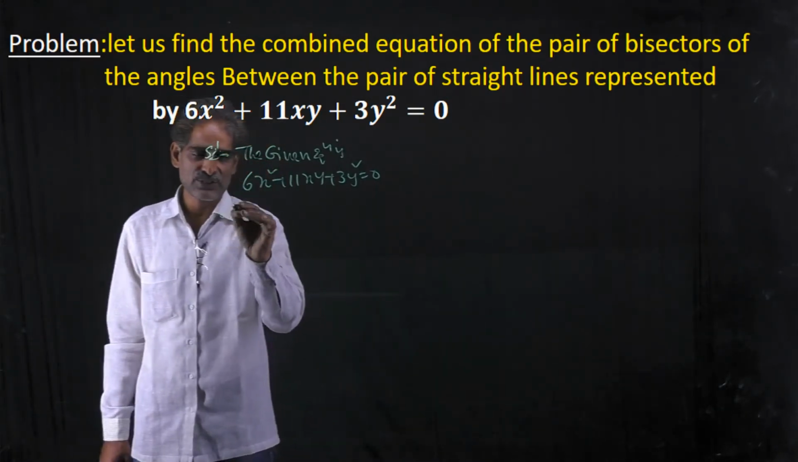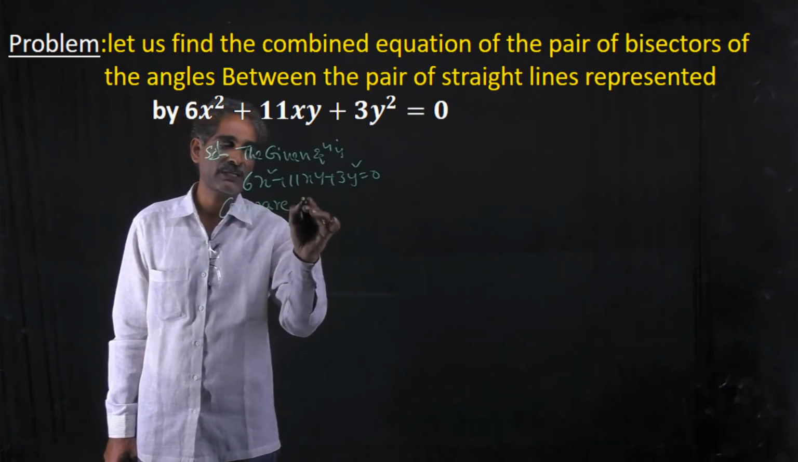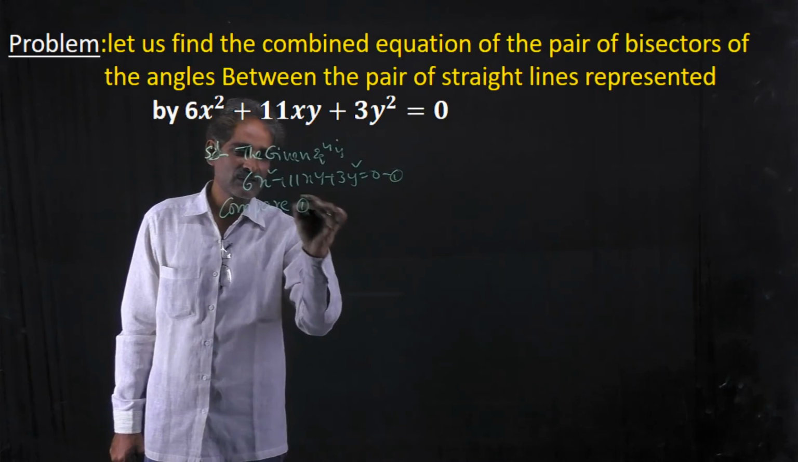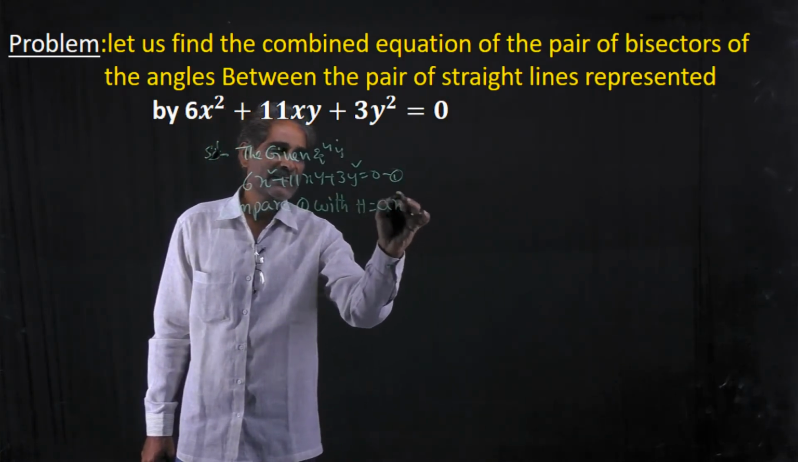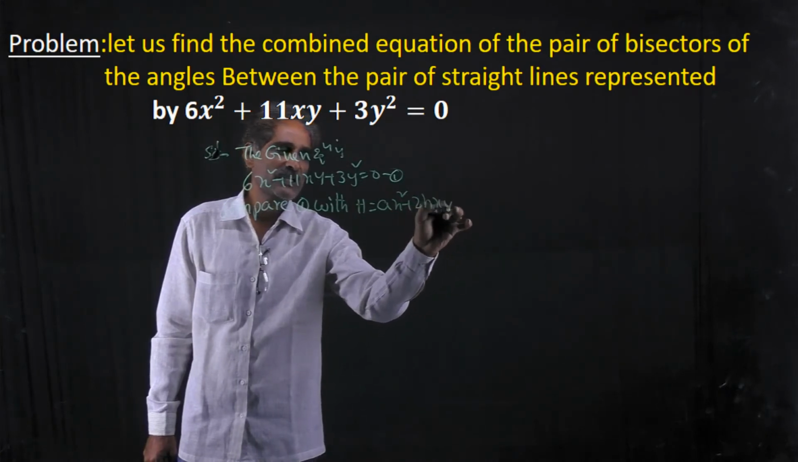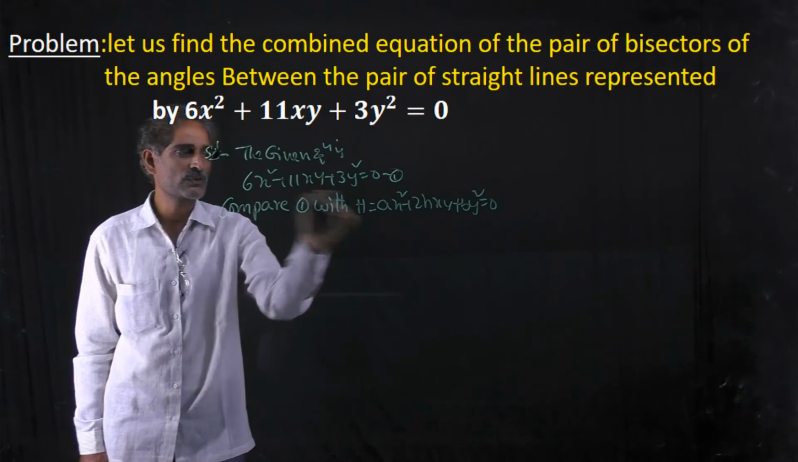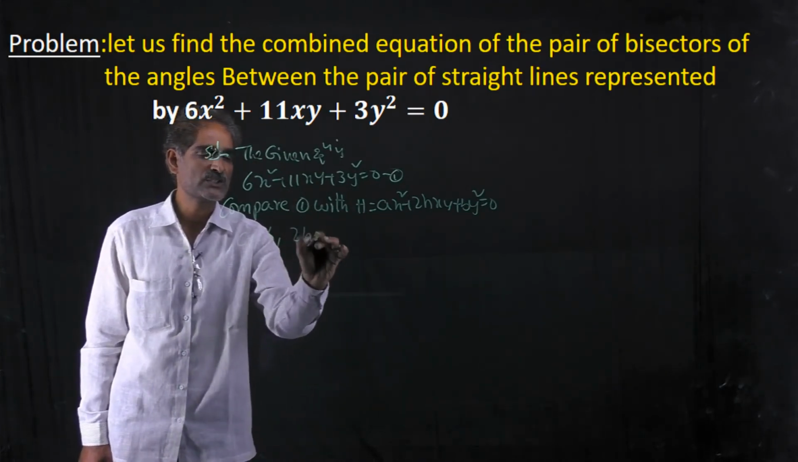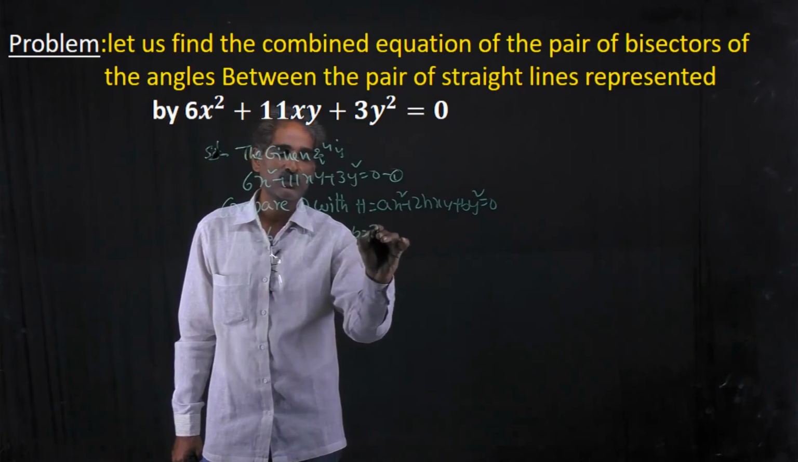So now compare this equation with the homogeneous second degree equation ax square plus 2hxy plus by square equal to 0. Here a is equal to the x square coefficient, 6, 2h is equal to 11, the xy coefficient, and the y square coefficient b equal to 3.